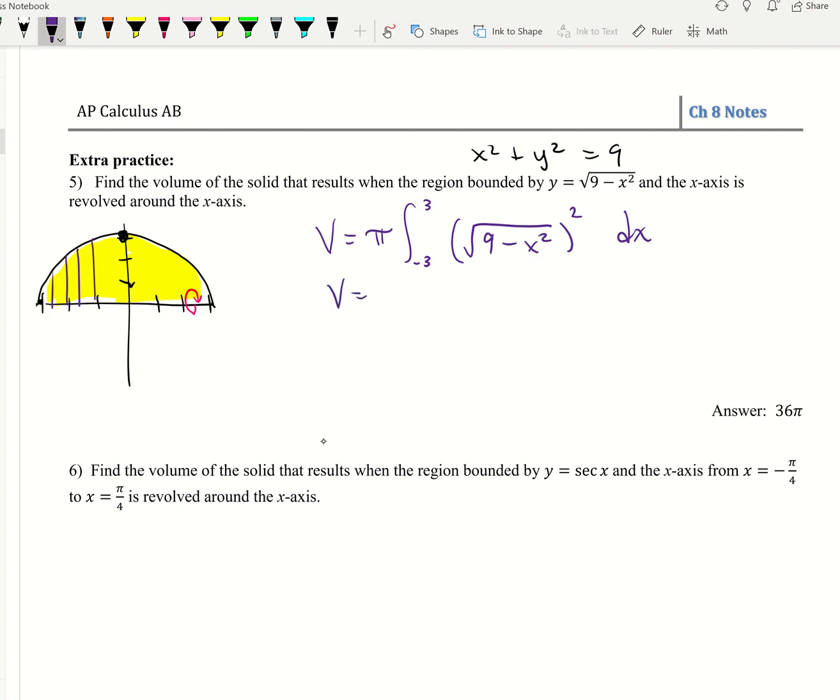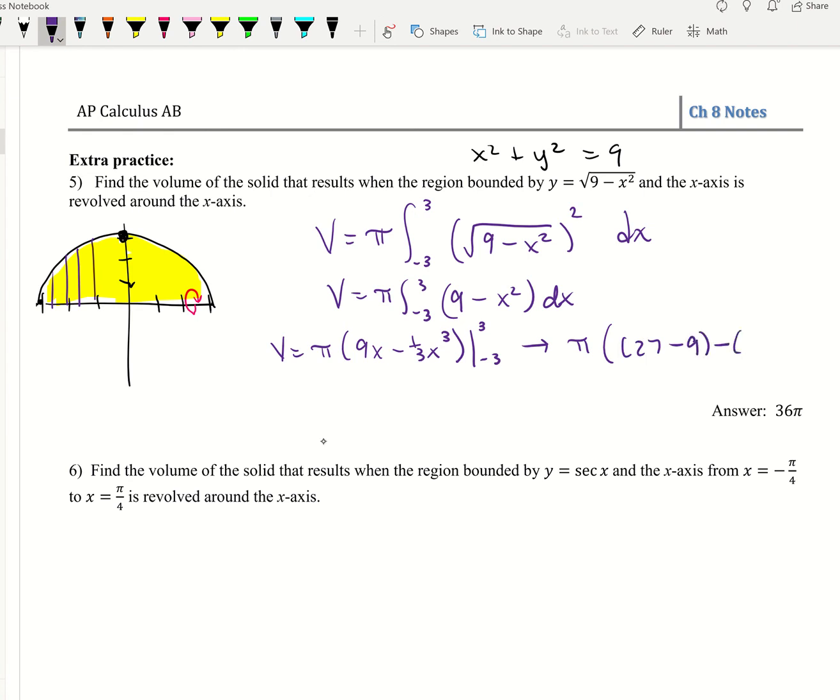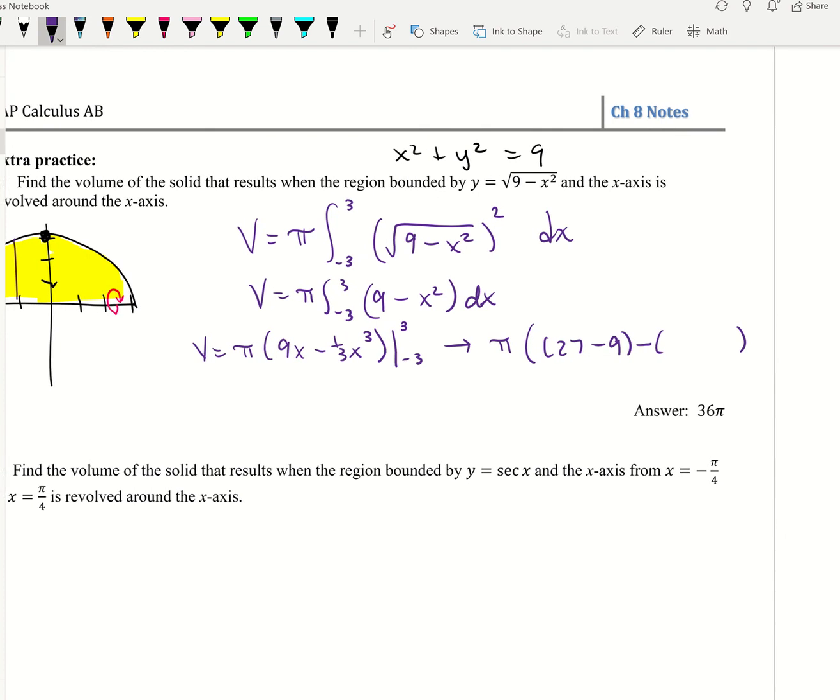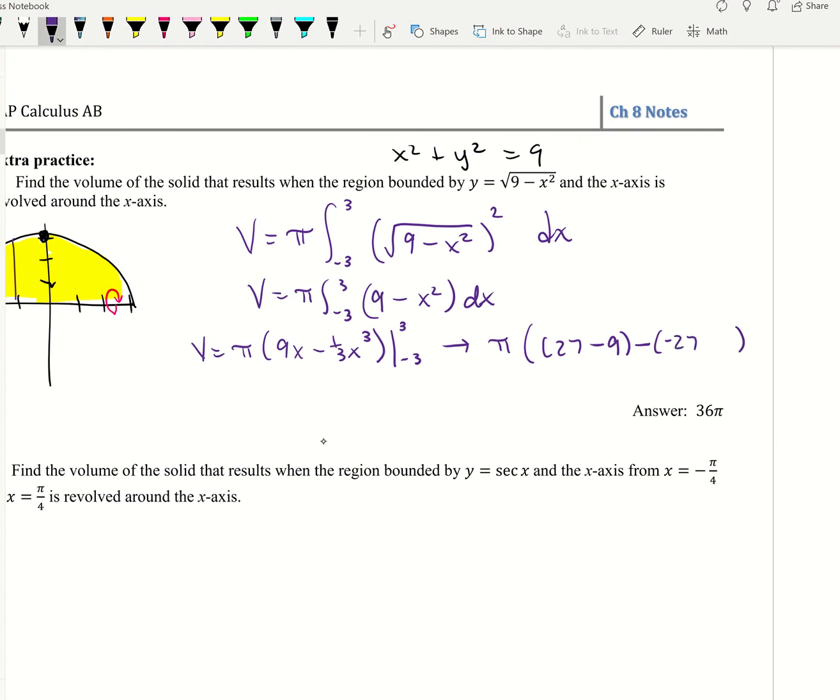Because this one doesn't tell us to use a calculator, I'll do this by hand. The squared and the square root cancel out, and I'll use the power rule to integrate. So I'd get 9x minus 1/3 x cubed, all of it times pi, and then evaluate it at 3 and -3. So if I plug in a 3, I'd get 27 minus 3 cubed, which is 27, divided by 3 is 9. And I'll subtract off, evaluating this at -3, and I'll get -27.